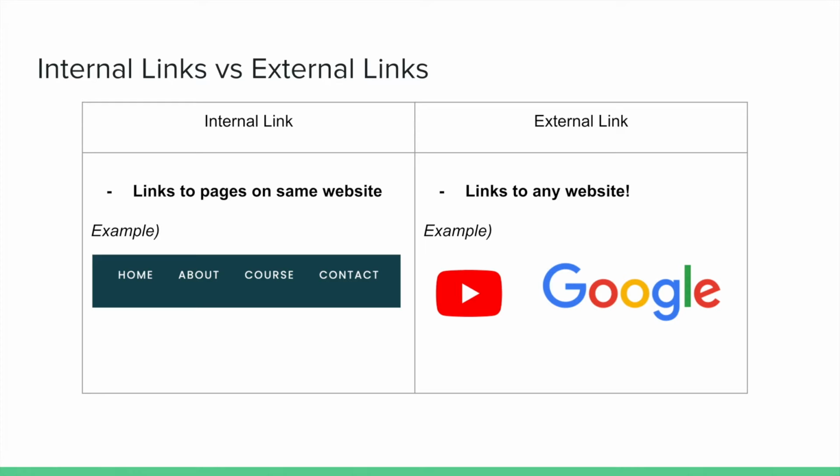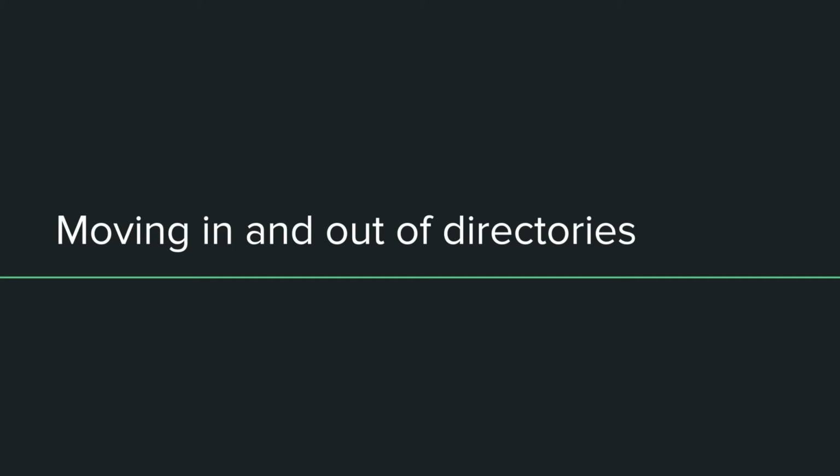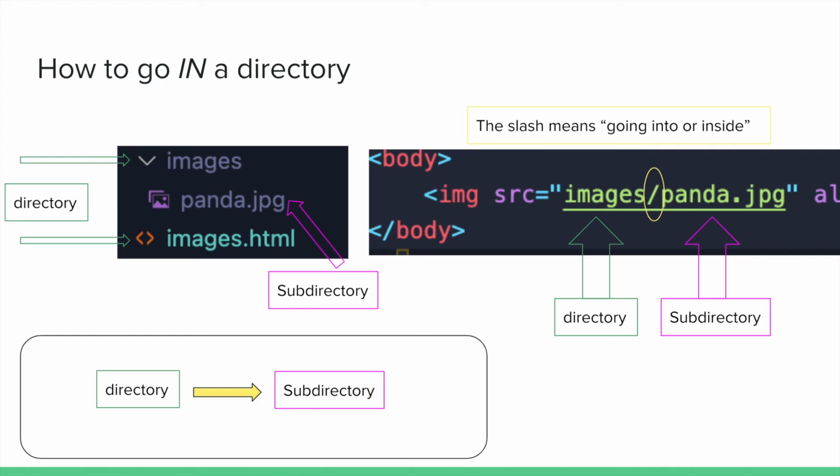Before we start coding, let's go over how to move in and out of directories. So we already learned that the slash symbol means that we're going into a directory or folder. For example, going back to the image tag example used in the second HTML video, we had our panda image inside a folder called images. So in order to link to that image of the panda relative to the HTML file, we first had to go into the images folder and move into the subdirectory.